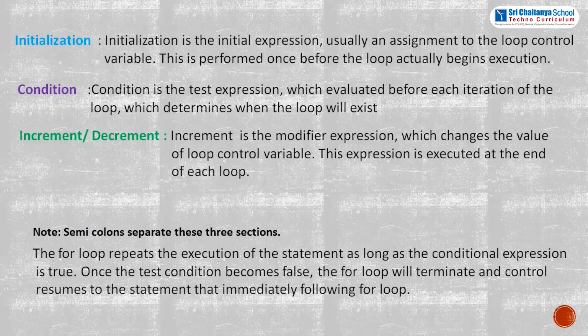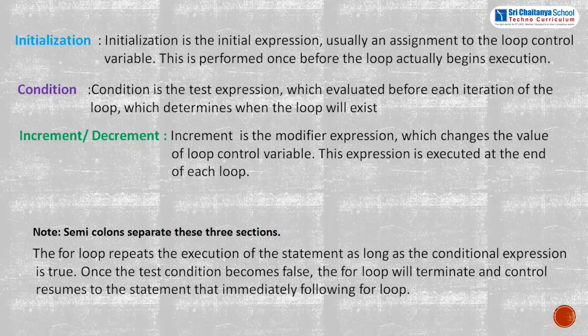Initialization is the initial expression, usually an assignment to the loop control variable. That is, if I had to begin my execution of the loop, and if I had to execute it 5 times, the beginning value of the loop is most important. That is called the initialization. This is performed once before the loop actually begins the execution. So it's always required to declare or initialize the value of the counter before the execution starts.